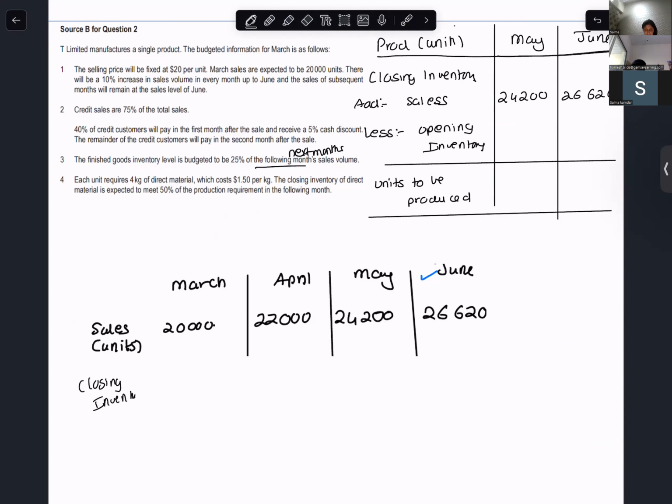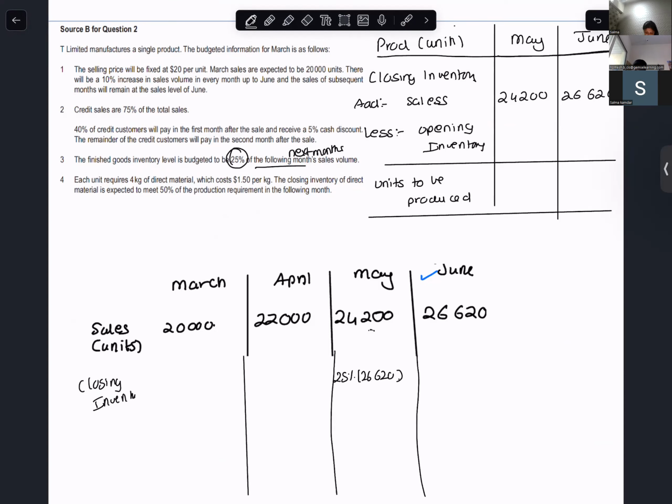So the closing inventory for May would be how much? 25% of 26,620. So this will become how much? It will be 6655. Right. And the closing inventory for June will be how much?